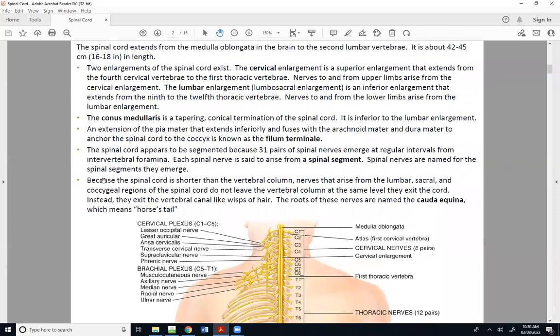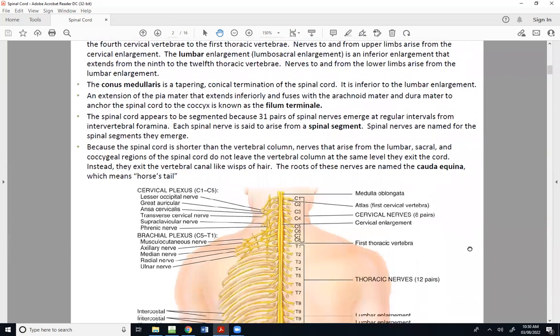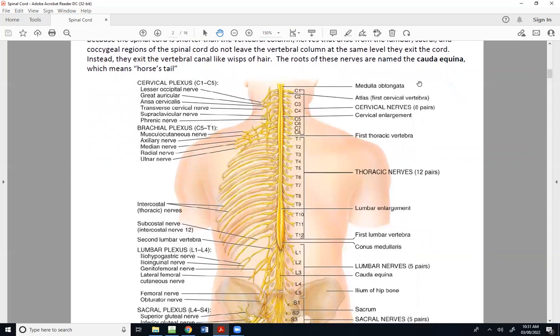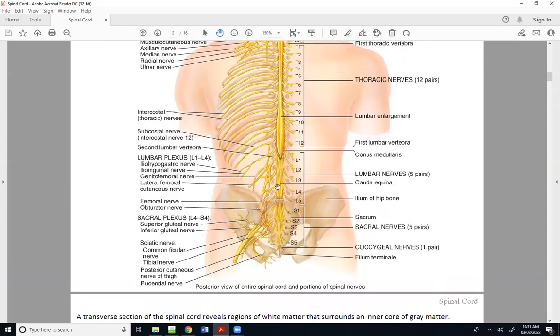Okay, and I'll go ahead and talk about that here now. Because the spinal cord is shorter than the vertebral column, nerves that arise from the lumbar, sacral, and coccygeal region of the spinal cord do not actually leave the column at the same level they exit the cord. Instead, they exit the vertebral canal like wisps of hair, and we call these roots cauda equina, which translates to mean horse's tail.